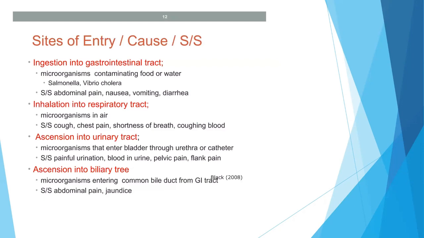So what are the sites of entry of the pathogens? It can be through ingestion into the gastrointestinal tract, so microorganisms contaminating food or water, like Salmonella, Vibrio cholerae. The signs and symptoms can be abdominal pain, nausea, vomiting, and diarrhea. It can be through inhalation into the respiratory tract. For example, microorganisms in the air, and the signs and symptoms could be cough, chest pain, shortness of breath, coughing of blood.